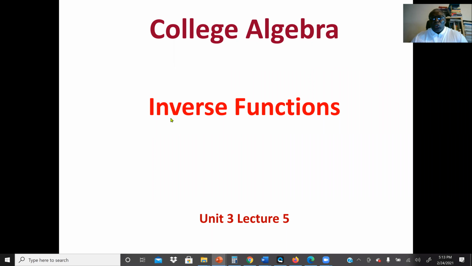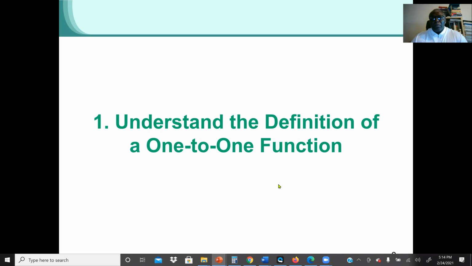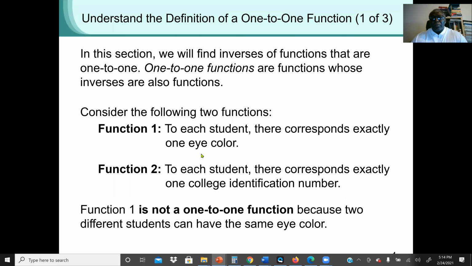In these lectures, we're going to cover inverse functions. Our main objective is to understand the definition of a one-to-one function, also determine whether a function is one-to-one. Then we are going to verify inverse functions. Then we are going to learn how to find the inverse of a one-to-one function. So first, we're going to start with understanding the definition of a one-to-one function.